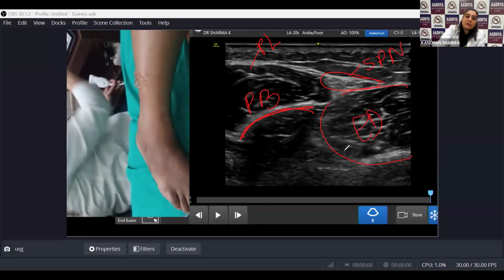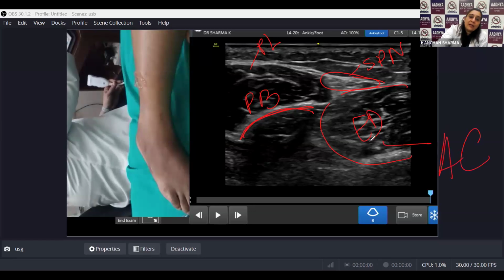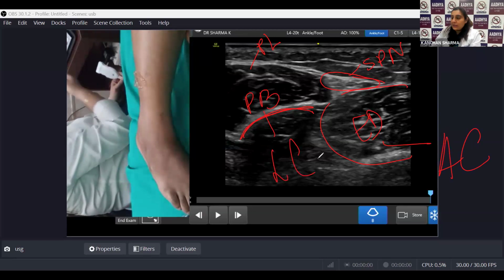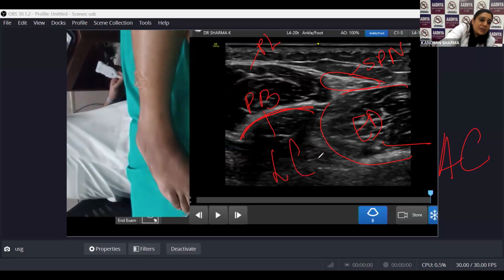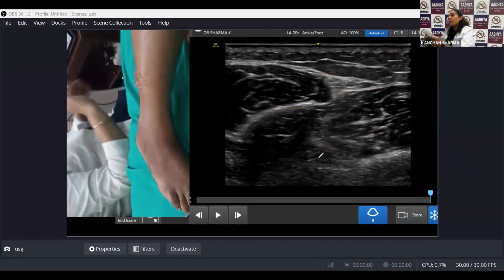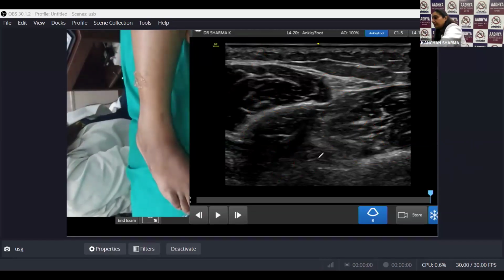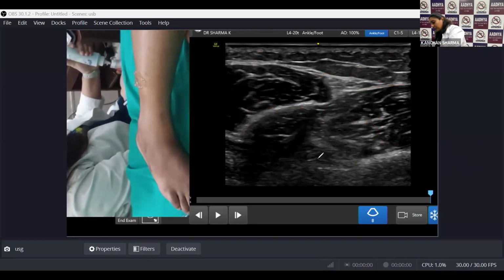This is what we have learned. This is the tendon of the anterior compartment. This is the tendons of the lateral compartment. So that is how you look for the superficial peroneal. Now, if you want to look for the sural, right? What you are supposed to do?